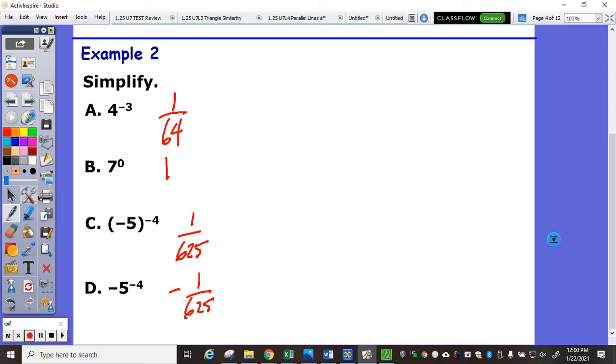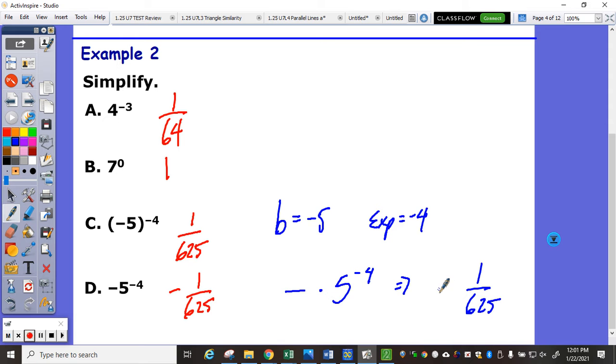The difference is on C, on this one right here, the base is negative 5 and the exponent is, of course, negative 4. For the other one, this is the same thing as saying negative times 5 to the negative 4. The base for this is not negative 5, unless I put it in parentheses, which indicates that the negative goes with the 5. If 5 to the negative 4th is 1 over 625, and we multiply that by a negative, we have negative 1 over 625. So make sure that when you're talking about negatives, if it's in parentheses, you let that be your base. If it's not in parentheses, just the number is the base when you're evaluating these.